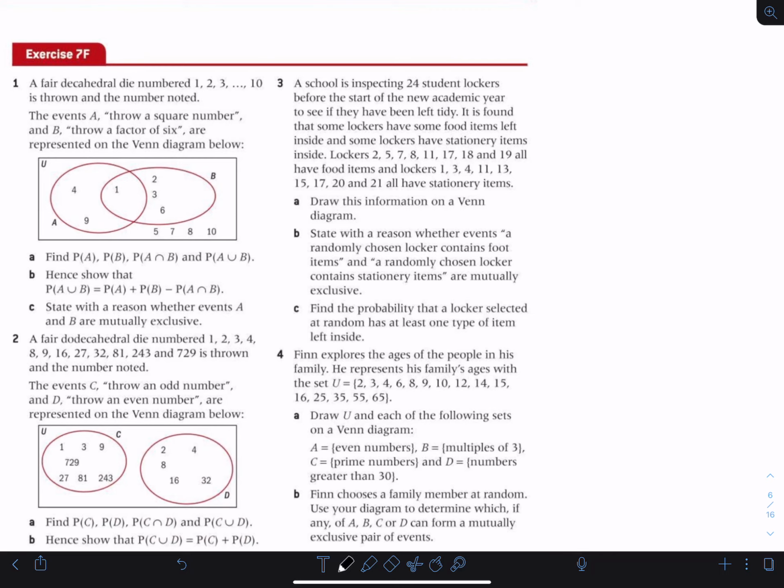So what do they want? Find the probability of A. Well, there's 3 of them in that little circle out of a grand total of 10 possibilities. What else do they want? B. Okay, fine. B is, there's 4 things in that circle out of 10. What's the next probability they want? A intersect B, or A and B. There's only one thing that meets both those conditions.